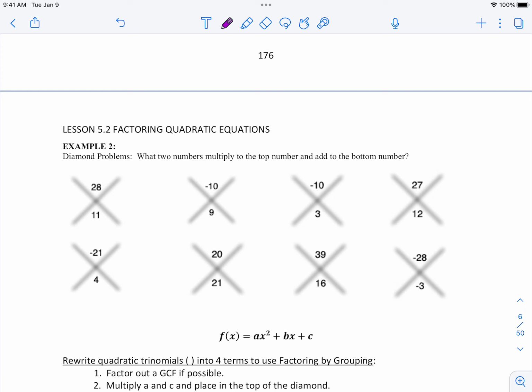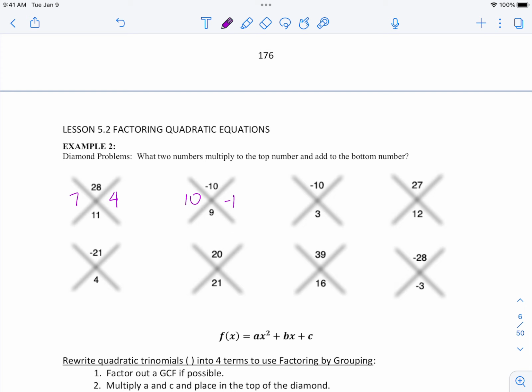So our first one, we have numbers that are going to multiply to 28 that add up to 11. And so this is going to be 7 and 4. The next one, what numbers multiply to -10 that add up to 9? In this case, we know one number is going to be positive, one's going to be negative. And so we're going to have +10 and -1.